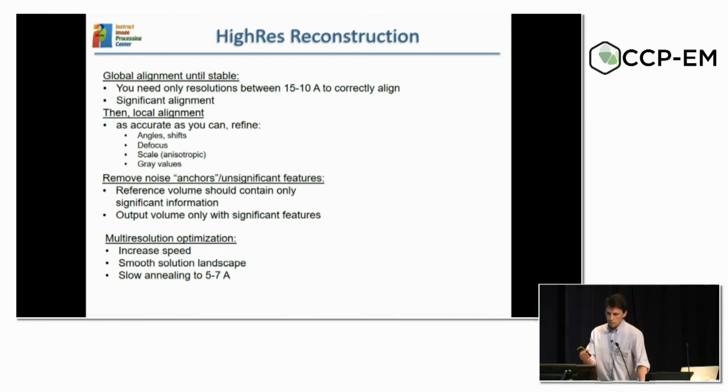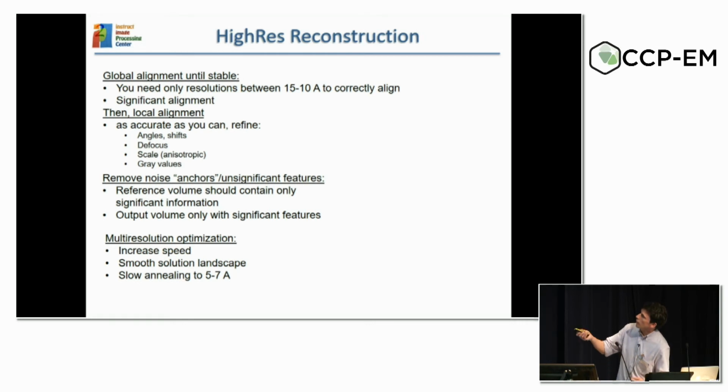Then I'm presenting now one of the boxes that we have recently developed in Scipion. This box is coming from Xmipp. We call it high resolution reconstruction, and it is a kind of auto refinement, projection matching, however you want to call it, with a few ideas. The first idea is that you should do global alignment until the alignment becomes stable. That makes sense. So you shouldn't take early decisions on what is the angle of your particles.